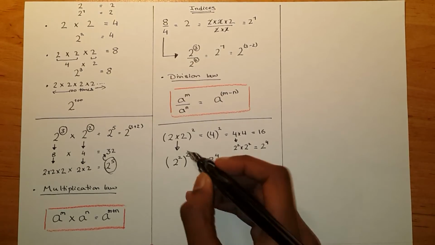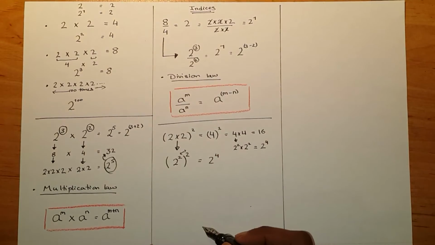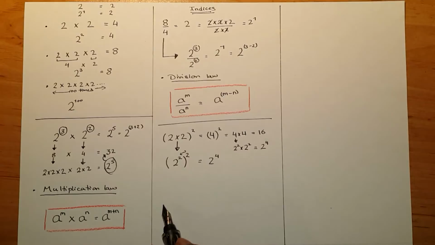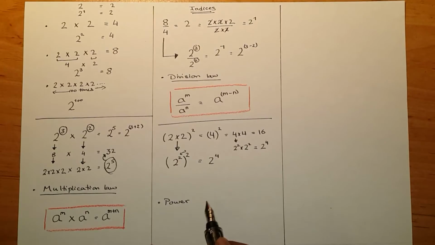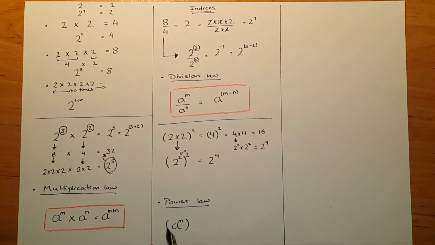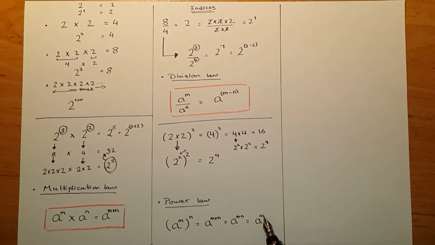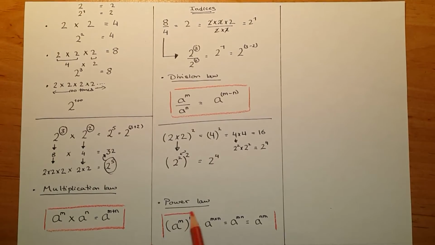What we can see is that those two powers have been multiplied. From that, we can write our power law. Let's say you have a certain number a to the power of m, and this to the power of n, it makes us a to the power of m times n, or a to the power of mn, or if you would prefer, a to the power of nm. This is our third law.